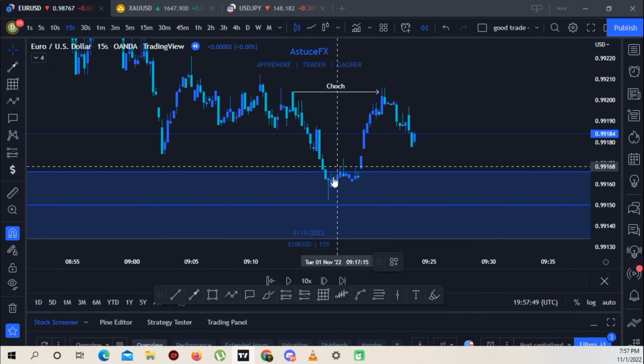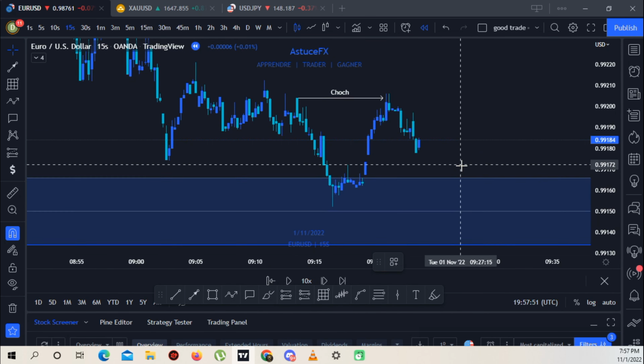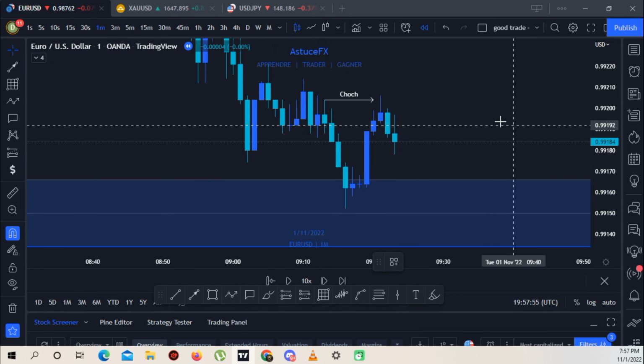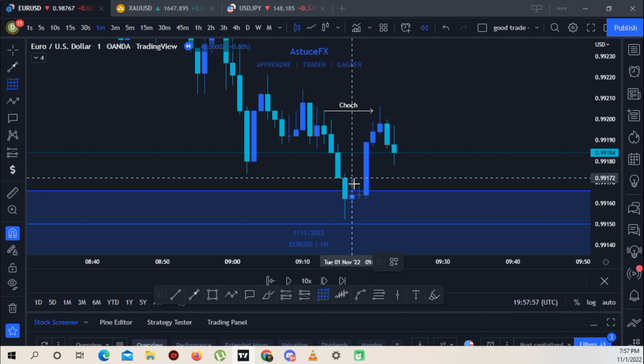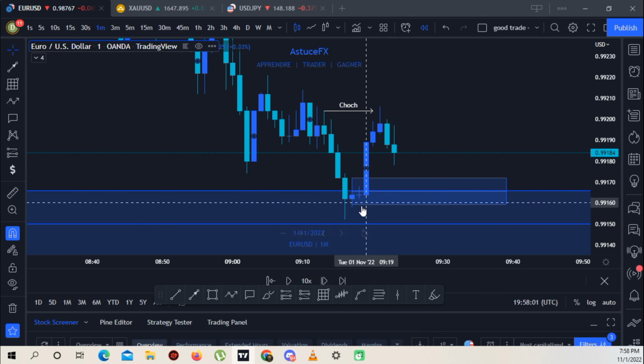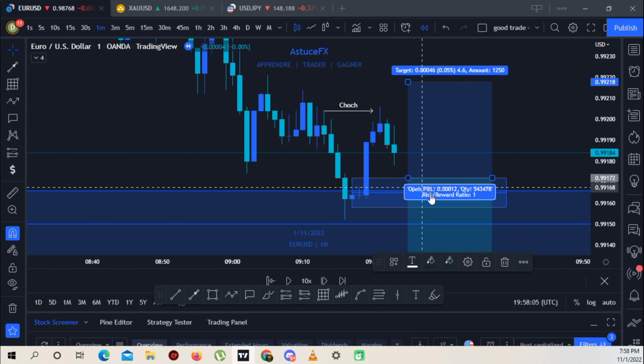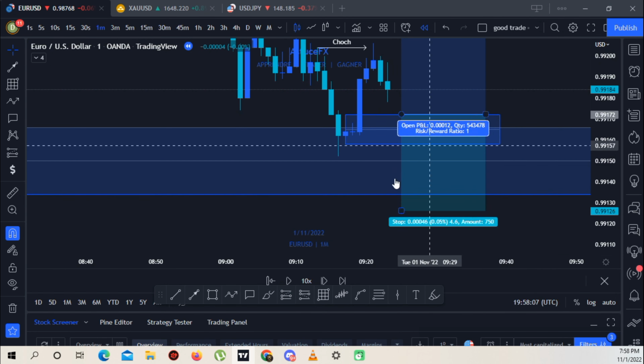After the change of character, I need some sort of demand zone to buy from. The demand zone that I got, I think it was on the 1 minute chart. If I go to the 1 minute chart, you can see that I can get those two doji candles here, those two. These were my entry. I get my buy here.